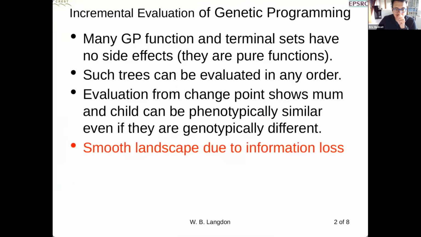What we show is that the trees can be evaluated in any order, and in particular, we're going to evaluate them from the change point and show that the parent and the child can be phenotypically similar, even though they're genetically different. And it's this information loss that gives rise to a smooth landscape for GP.